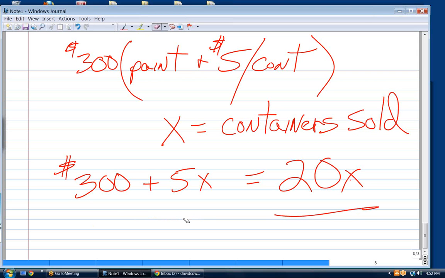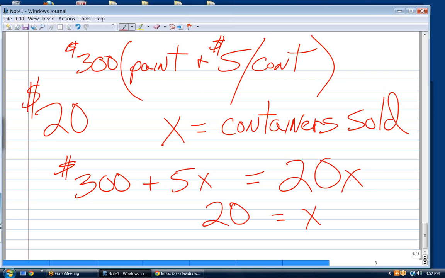So there's the equation, and now solving that equation, if we subtract 5x from both sides, we get 15x equals 300, x equals... Oh, okay. x equals 60. Wait, 20. No, 20. Yeah. So we have to sell 20 containers to break even.